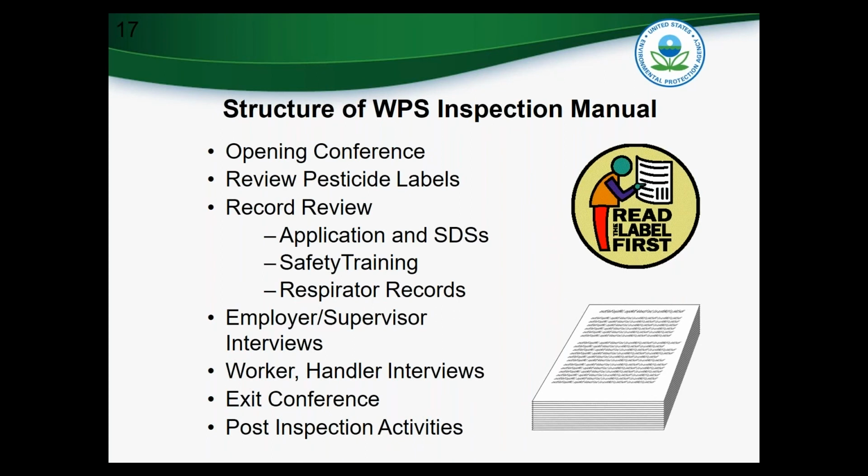So the WPS inspection manual is laid out in the same order as you would conduct a typical inspection, beginning with the opening conference and then going into reviewing product labels and now other records that should be available: records of the applications, copies of the safety data sheets, training records, and if respirators are used, there should be respirator records. Then, of course, there's the site visit, including the interviews of employers, supervisors, workers, and handlers. Finally, there's the exit conference and post-inspection activities like writing the report.